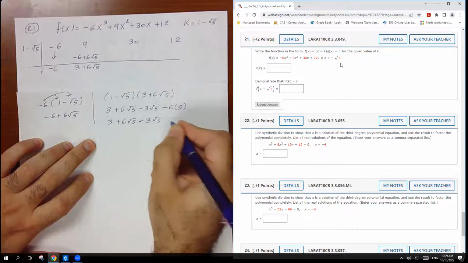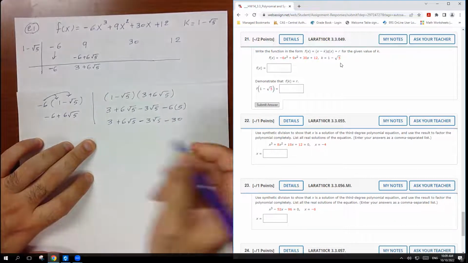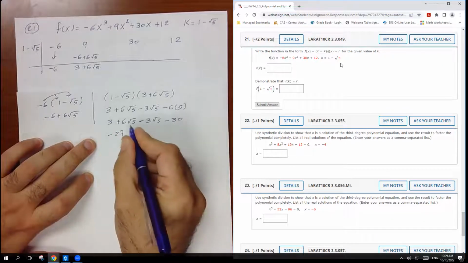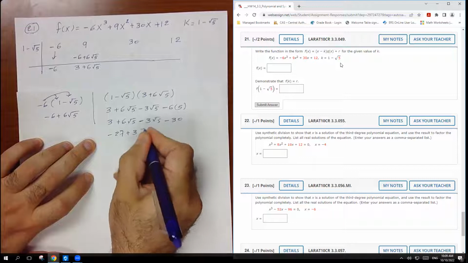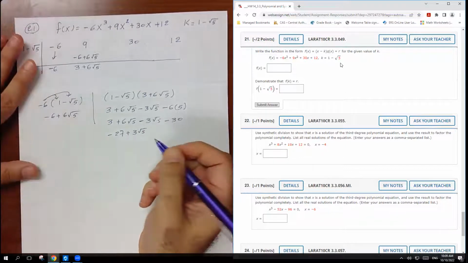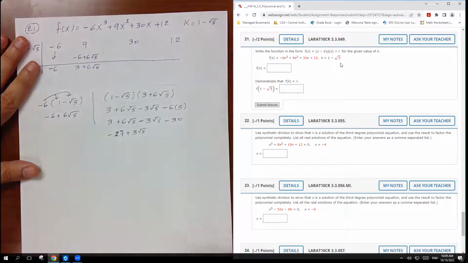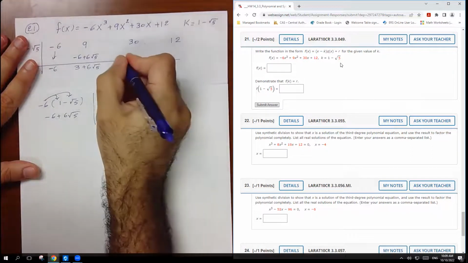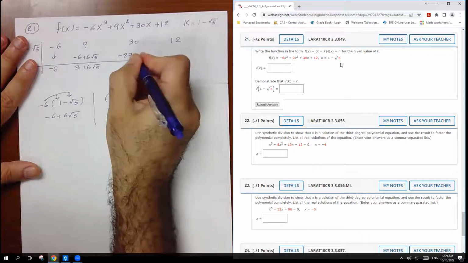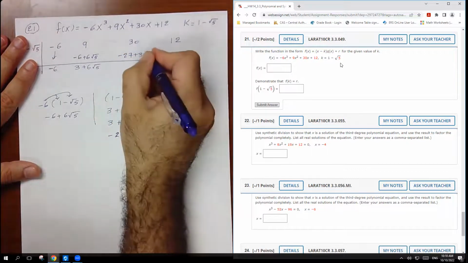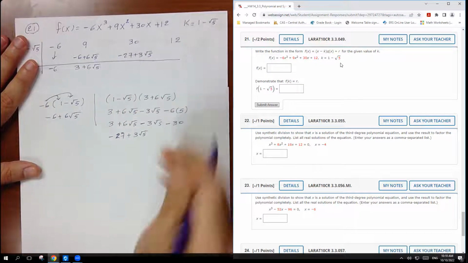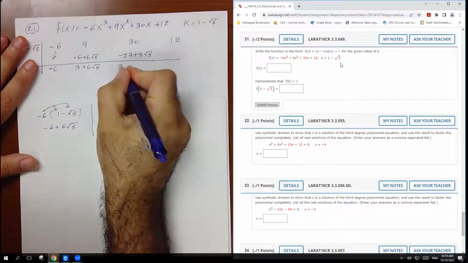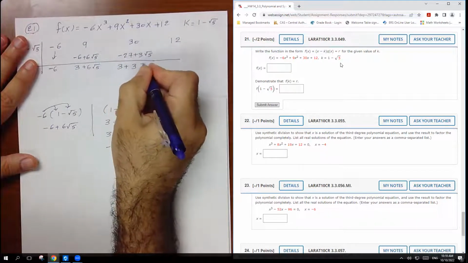Square root of 5 minus 30. 3 minus 30 is going to be negative 27. Combine these together, so the plus 3 square root of 5. So it's going to be negative 27 plus 3 square root of 5. Add these together, the same thing, we're going to add 30 only with this number. So it's going to be 3 plus 3 square root of 5.